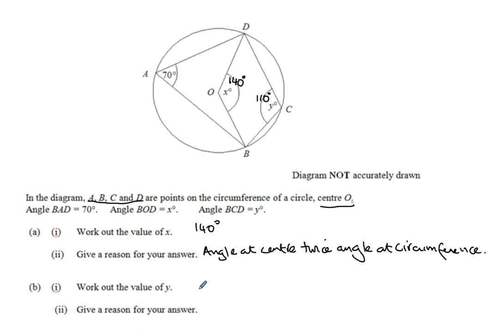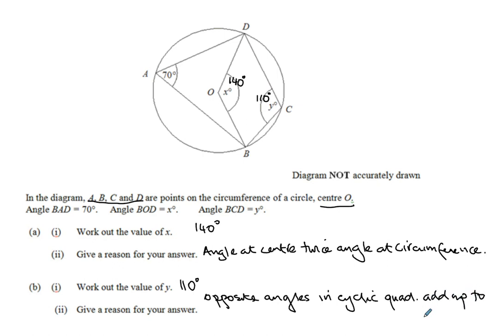Okay, work out the value of y, so that's 110, and the reason: opposite angles in cyclic quad. You can't do that, you've got to write the whole thing. Yeah, add up to 180. Okay, now there is a way to check this because you know angles around a point come to 360.